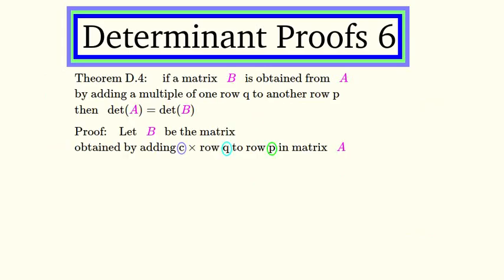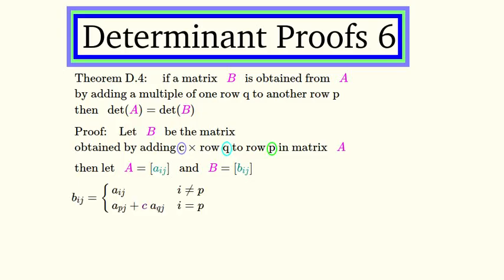So now to start the proof, we'll assign A and B to be these matrices. And this is what the entries in each of these matrices are. They are the lowercase letters corresponding to the names of these matrices. And this is how these entries are related to each other. They are exactly the same except for row P, where a multiple of row Q has been added to this row.